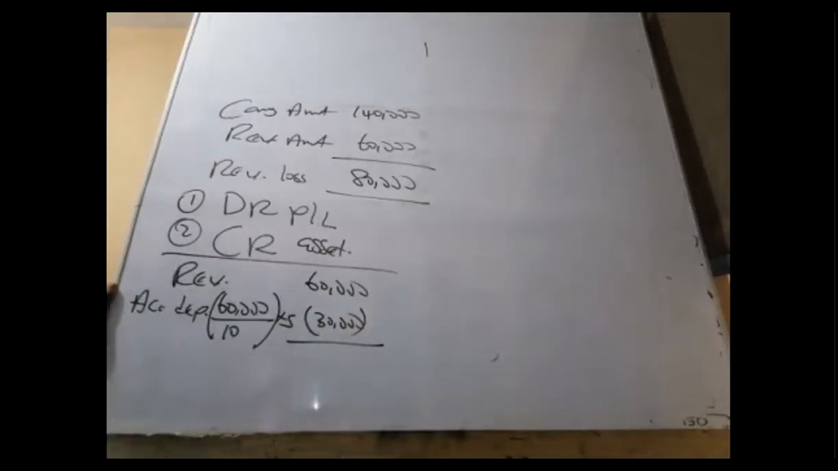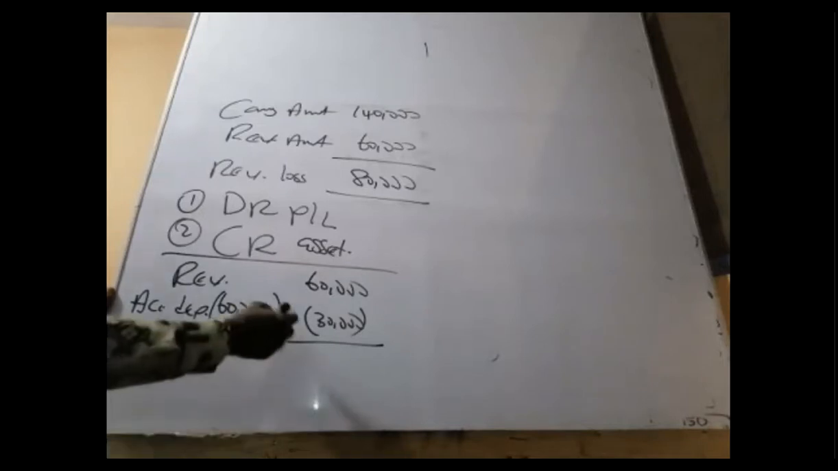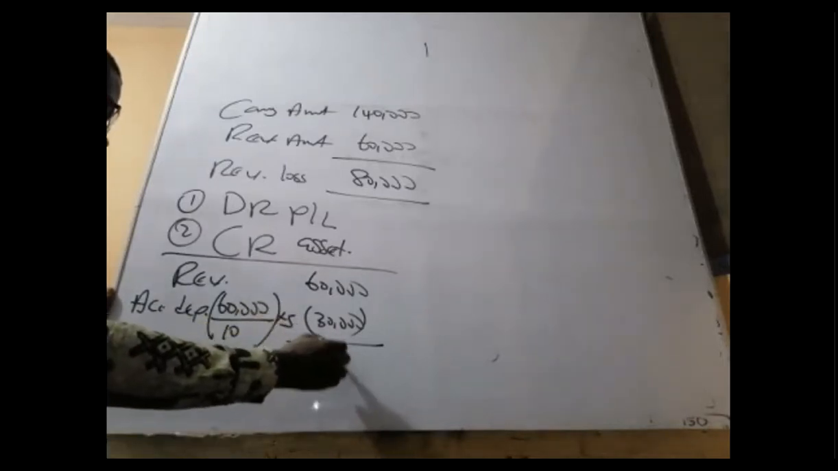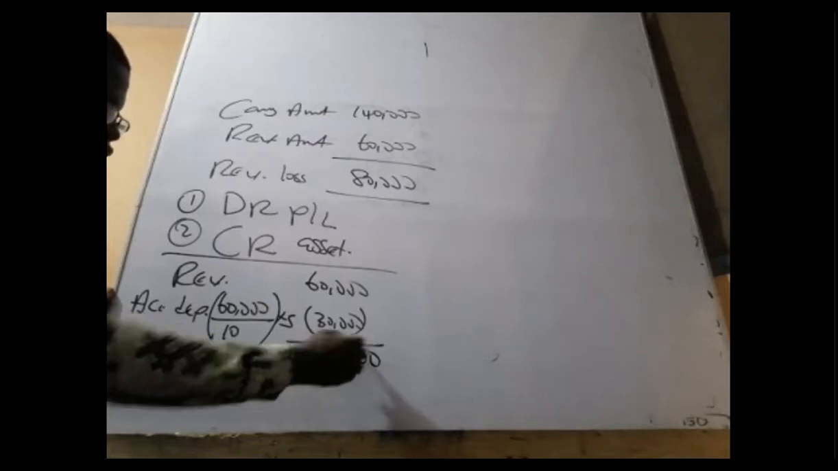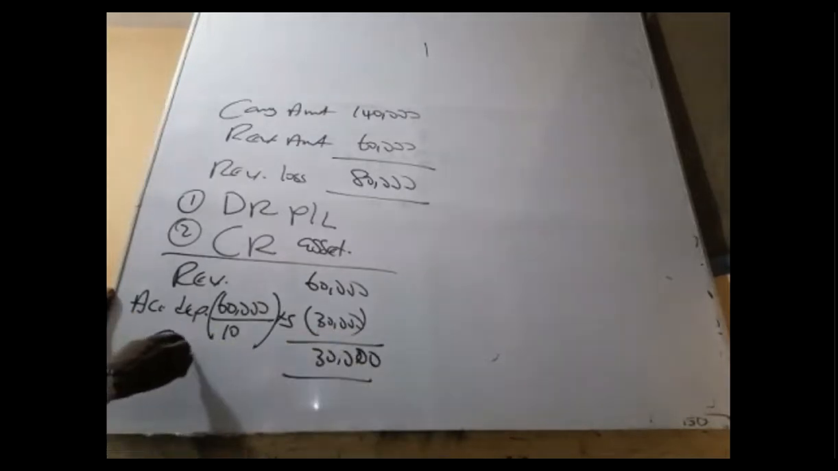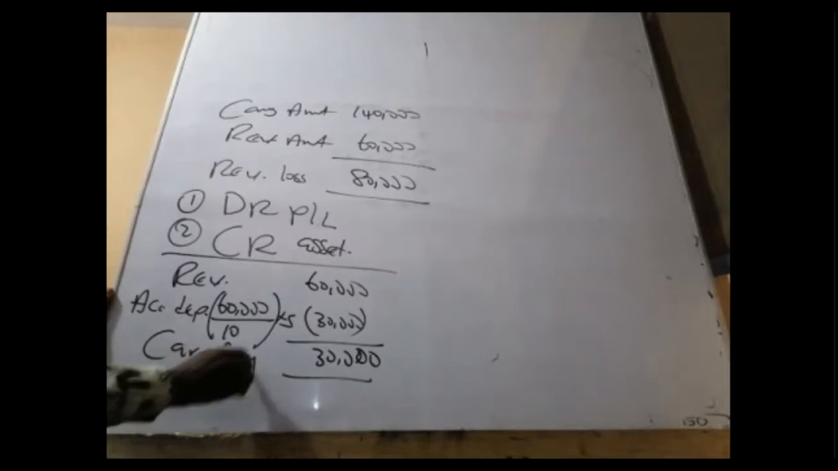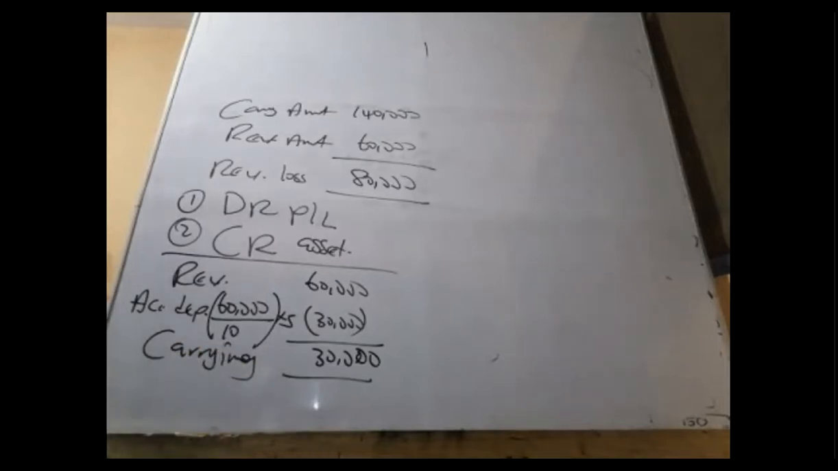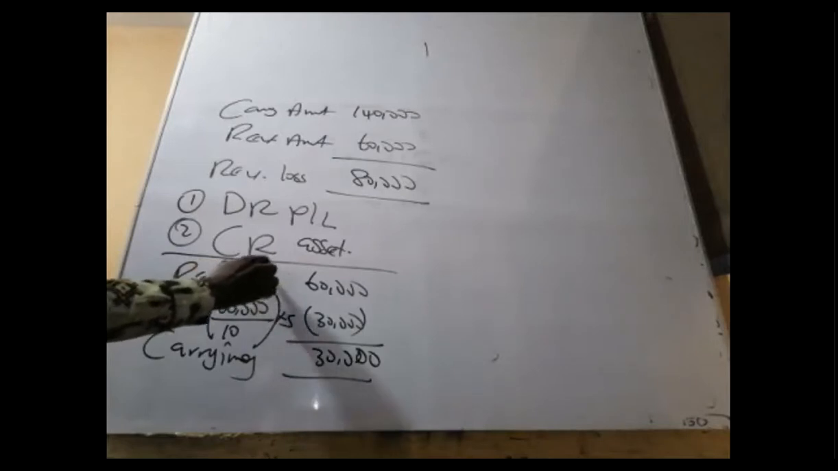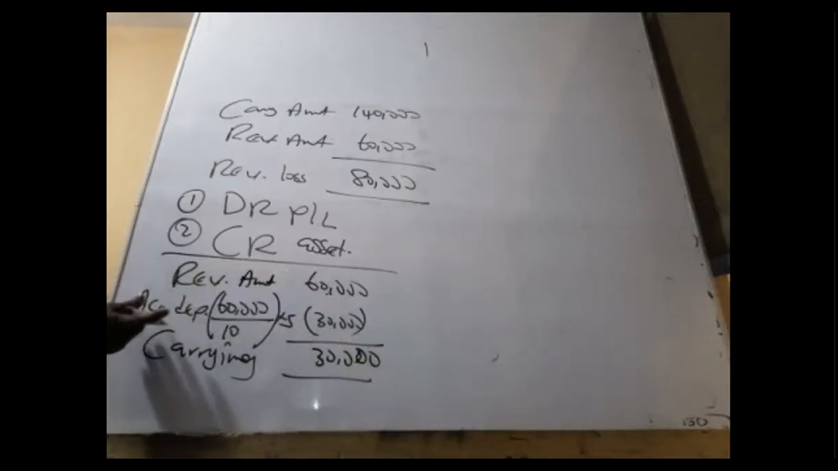Now, if you take this one off, so that means the current amount is what? 30,000. This becomes the current amount. Don't forget that we said something that after revaluation, the asset current amount is nothing but a revalued amount, which is what? 60,000, less what we call subsequent accumulated depreciation after valuation.